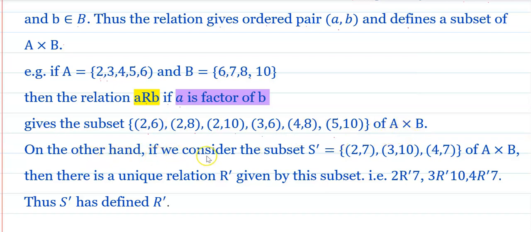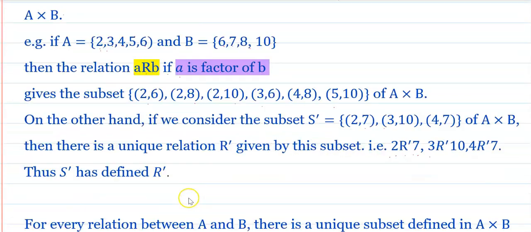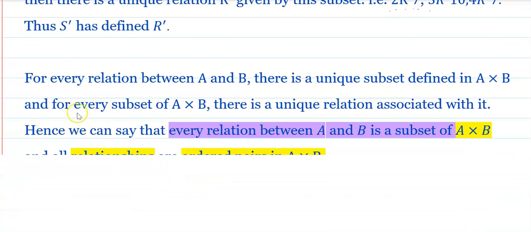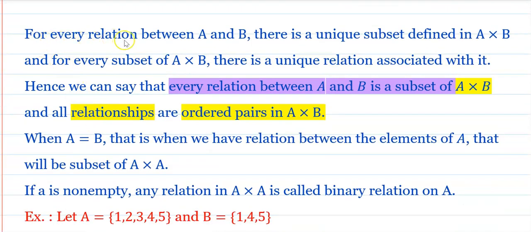On the other hand, if we consider another subset S dash, that is (2, 7), (3, 10), (4, 7) of A cross B, then there is a unique relation R dash given by this subset. 2 is related to 7, that is 2 R dash 7, 3 R dash 10, 4 R dash 7. Thus, S dash is defined in R. Now the next. For every relation between A and B, there is a unique subset defined in A cross B.